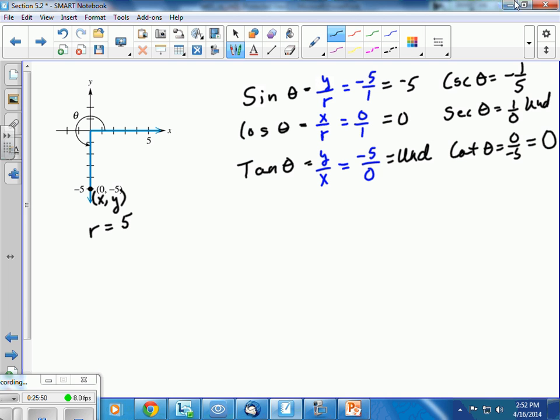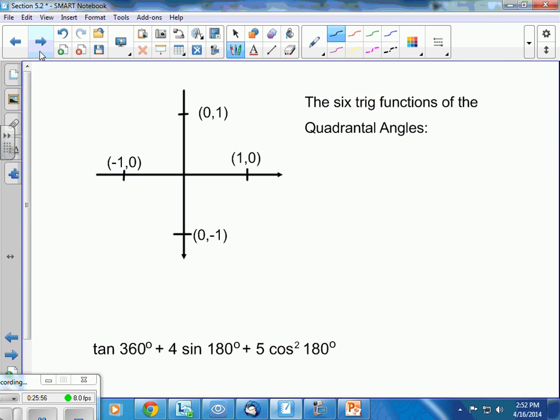So we have to be real careful about our quadrantal angles. So let's just see what happens here. Whenever we have our zeros, you have to watch out for your division.